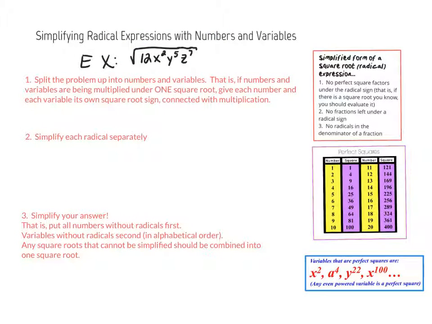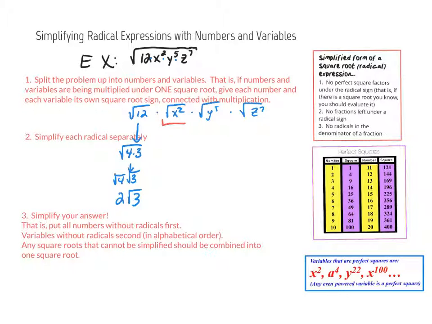So let's do one more example here. We're simplifying radical expressions with numbers and variables. So as we know from before, the first thing we are going to do is split each number and letter into its own radical. Because if they're all being multiplied together up here, let's just split them all into their own square root sign. So root 12 times root x squared times root y to the 5th times root z to the 7th. We're just going to simplify each one. So instead of 12, we can call that root 4 times root 3, which is 2 root 3.